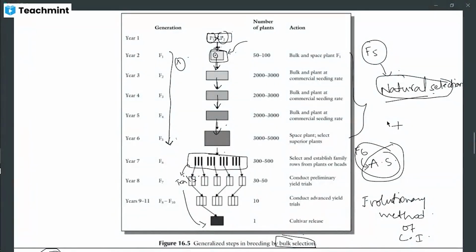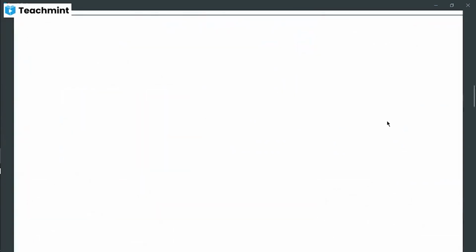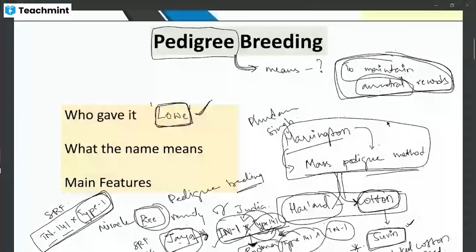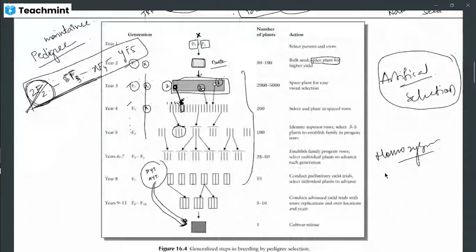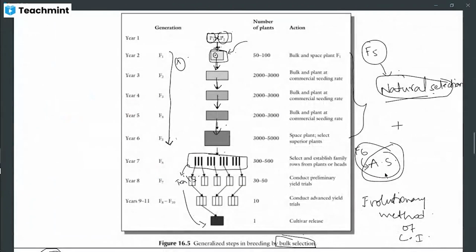So the only difference between the bulk and pedigree methods is that the pedigree method does not have natural selection, but the bulk method allows for natural selection. And one more thing: bulk breeding takes more time than pedigree. Please do note this point. Bulk breeding takes more time than pedigree.